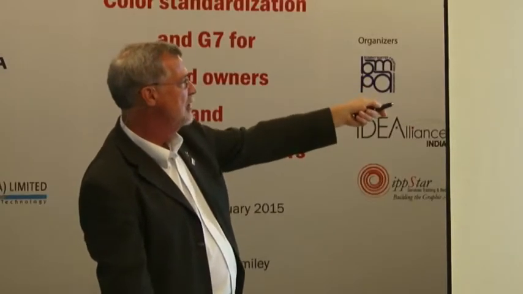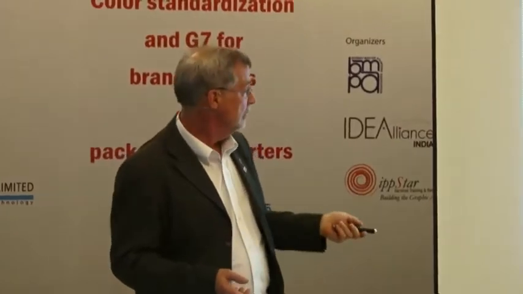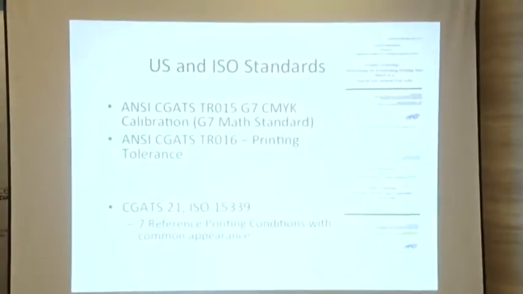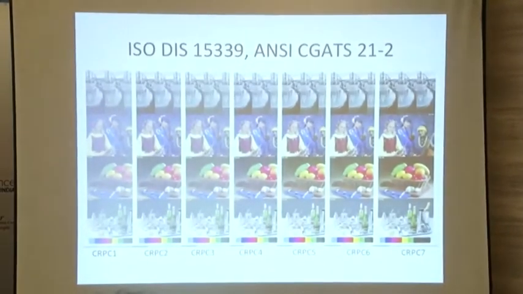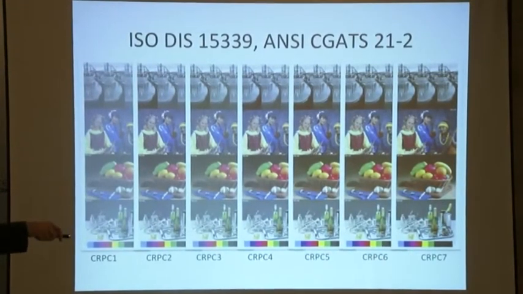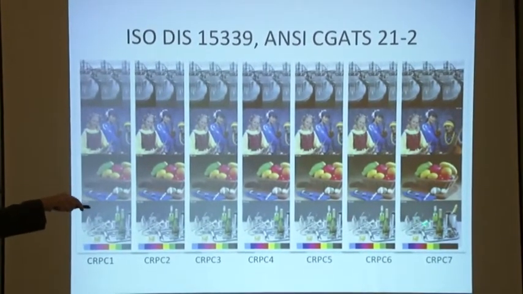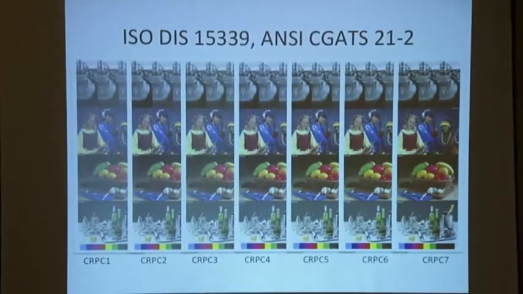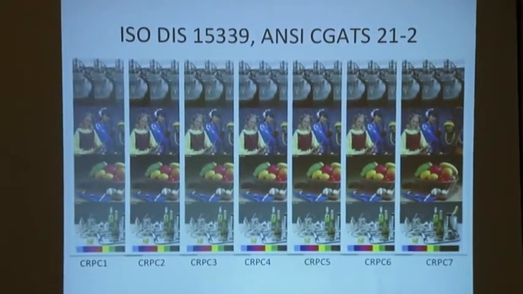It's all fitting well. There are some new standards. TR015 from ANSI is the math of how to do G7 calibration. CGATS 21 is a set of 7 data sets of CMYK that go from very small gamut up to very large gamut. This is a digital press, maybe gravure. It's GMG's PackSpace that had G7 applied to it. So the appearance of the neutrals, the tones, they're all very, very similar and aligned. My apple's redder down here than it is here. That's the same file that printed all those.